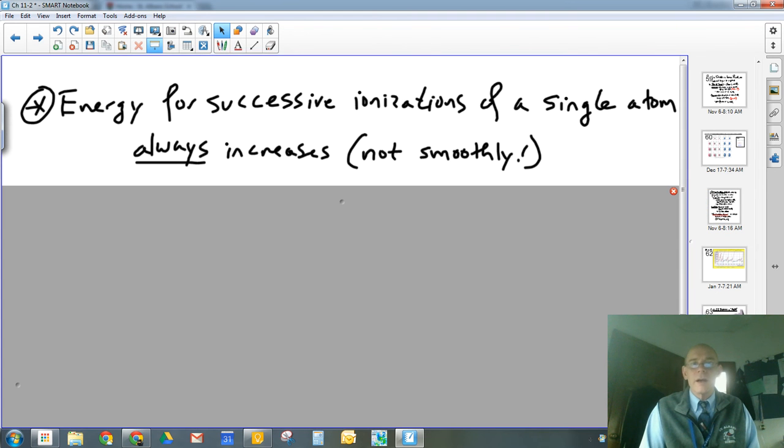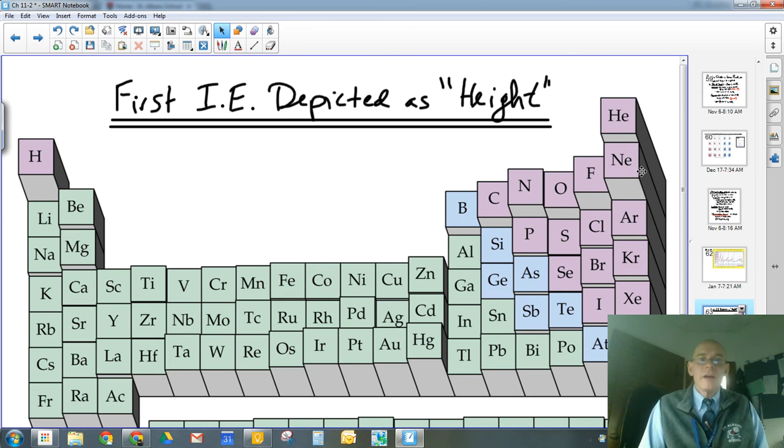So let me go back. Oh, you know what? Let's take a look at a couple pictures here. First, this is an interesting periodic table here. This shows the ionization energy depicted as height on the periodic table. So those elements with really high ionization energies, the noble gases and the halogens, are much higher than these elements down here. The lowest ionization energies, not surprisingly, are the alkali metals, which tend to form cations.